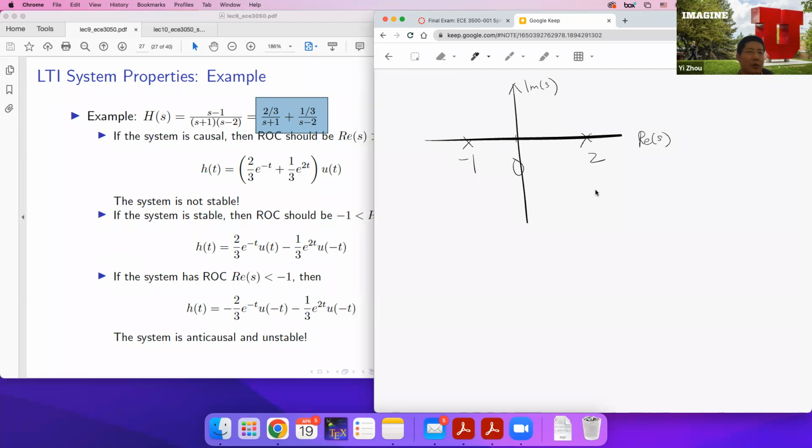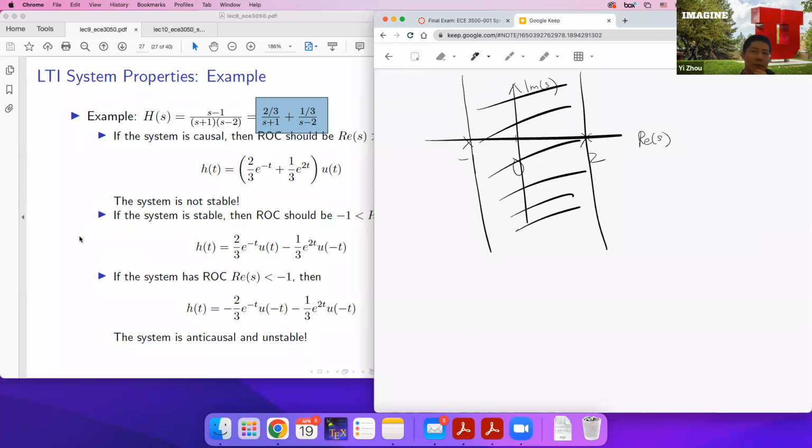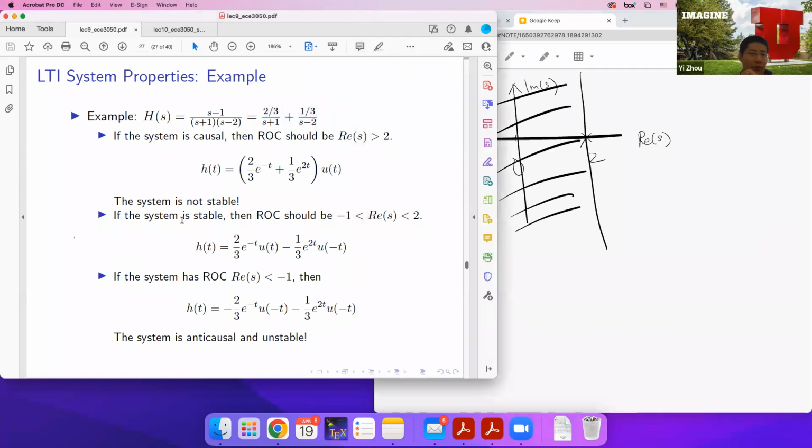Among these 3 possibilities, we need to find out which one of them can include the y-axis. And clearly from this example, because the 2 poles are located to the left and to the right of the y-axis, the only possibility is that the ROC is between -1 and 2. Therefore, in order for the system to be stable, the ROC should be between -1 and 2.